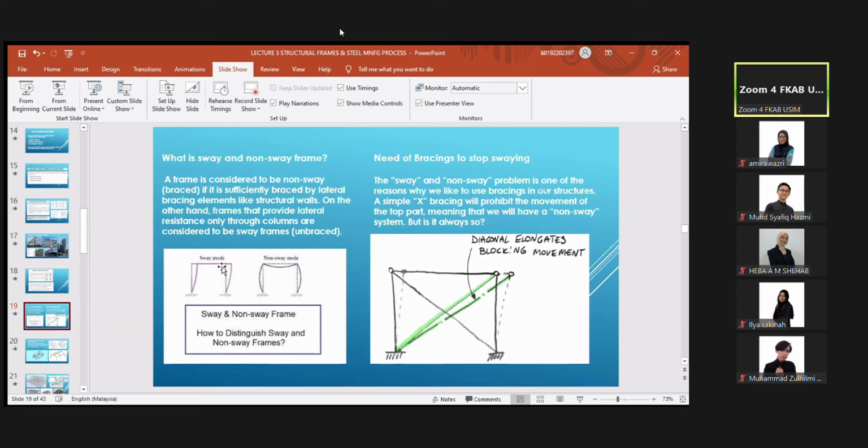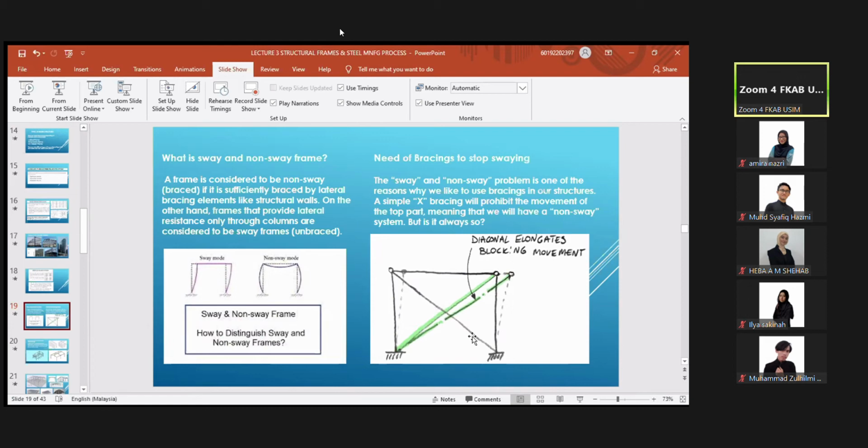This is something we call sway in the building structure. So what do you mean here? What is sway and non-sway frame? A frame is considered to be non-sway, braced, if it is sufficiently braced by lateral bracing elements such as a wall. On the other hand, frames that provide lateral resistance only through columns are considered to be unbraced, sway frames. Just that.